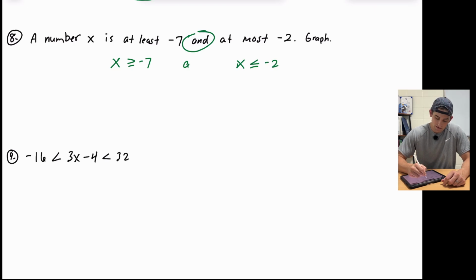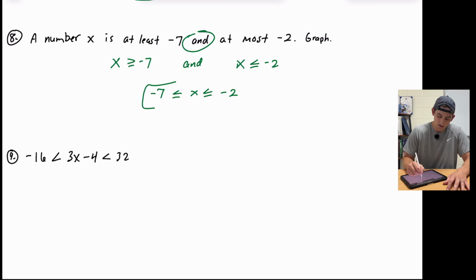So we put our word and here. All right, so now when we write this as a single compound inequality, we want to put our smaller number on the left, negative 7, our larger number on the right, negative 2. Variable goes in the middle, and now we fill in our inequality symbols. So x is less than or equal to negative 2. x is greater than or equal to negative 7. So that's what our inequality would look like.